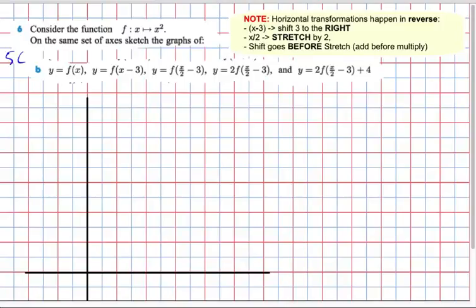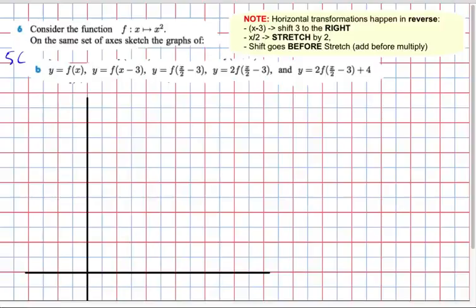So the first thing to note, I've made a note here, and I don't think it's in the book like that. Horizontal transformations happen in reverse. Everything horizontally is in reverse. For instance, if it says x take 3, then the shift is actually to the right, whereas you would expect it to go to the left because it's take 3, right? So it's in reverse, it's the opposite.